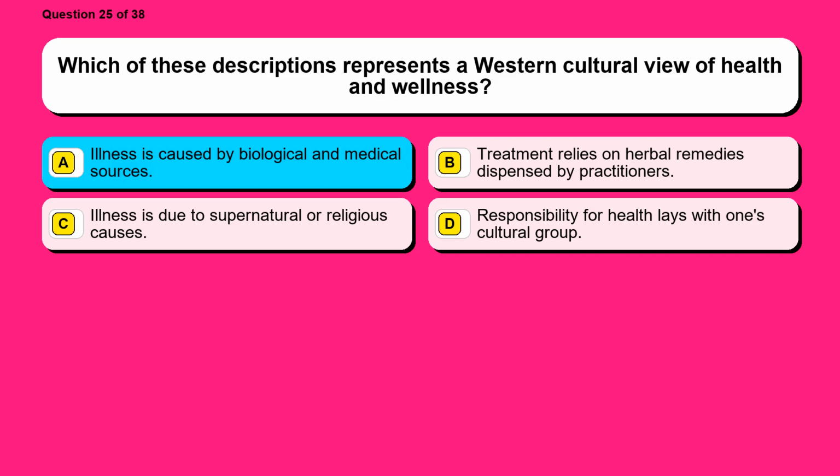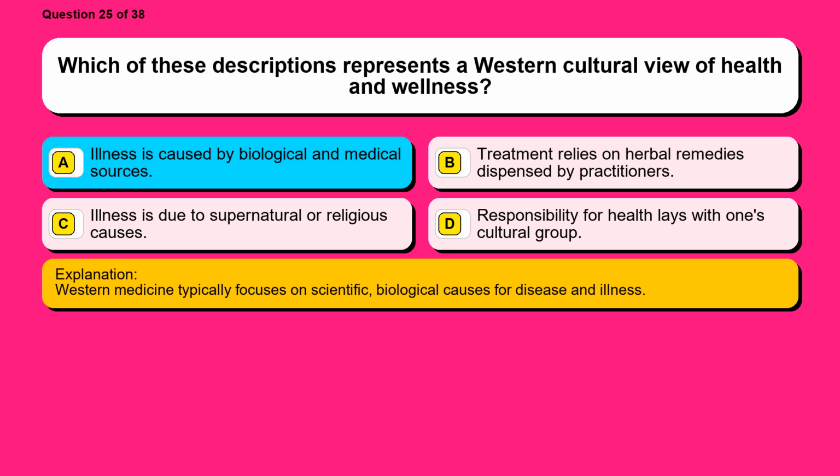The correct answer is option A. Illness is caused by biological and medical sources. Western medicine typically focuses on scientific, biological causes for disease and illness.